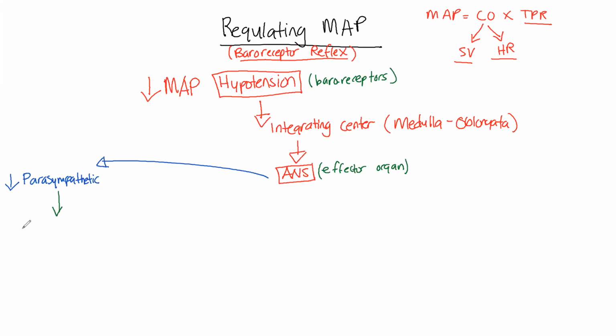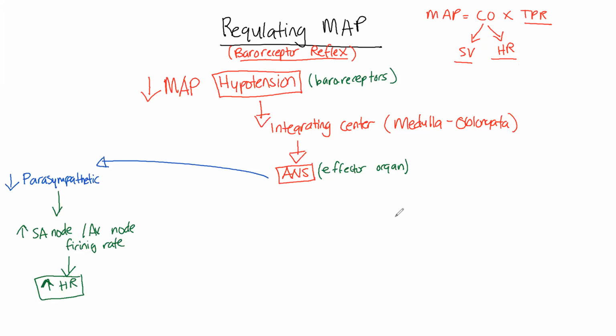So that's going to cause an increase in the SA node and the AV node firing rate. And that is going to cause an increase in heart rate, okay, which we know is one of our variables up here that we're trying to increase in an effort to increase mean arterial pressure, okay? Hope everyone is still with me with this one. So we increase SA node, AV node firing rate, that increases our heart rate. So that's one part of the equation here.